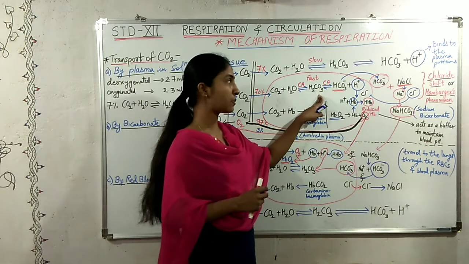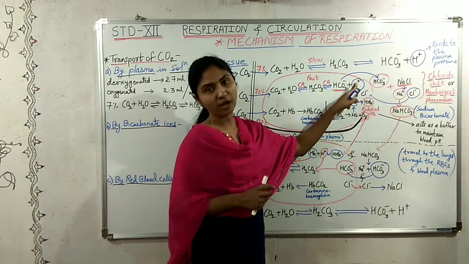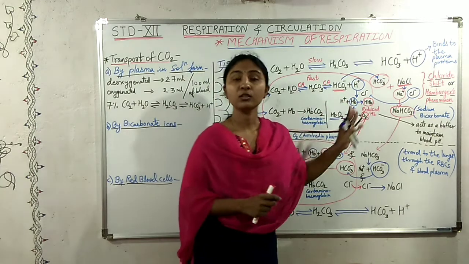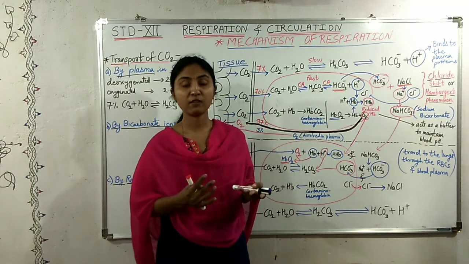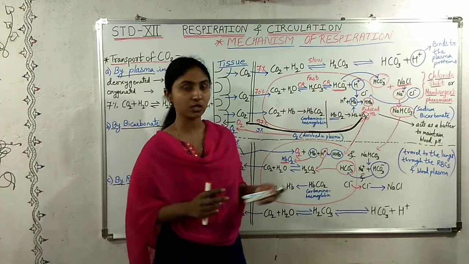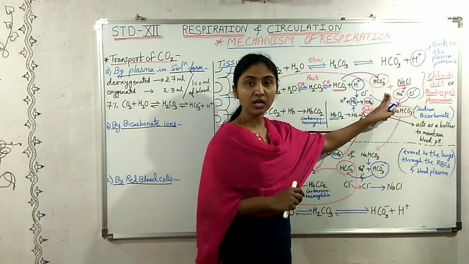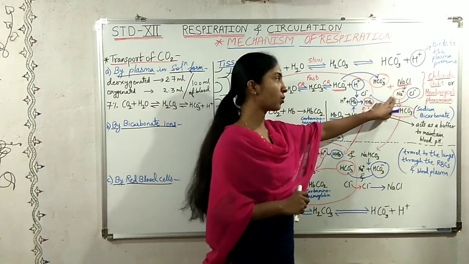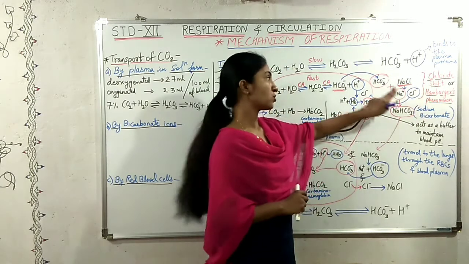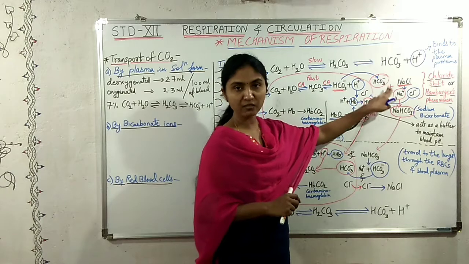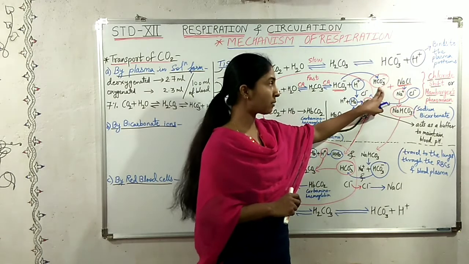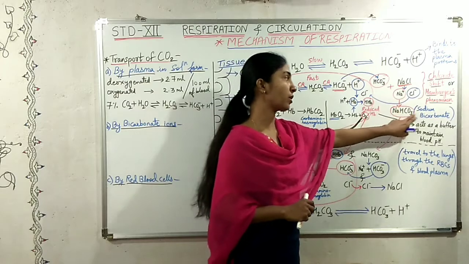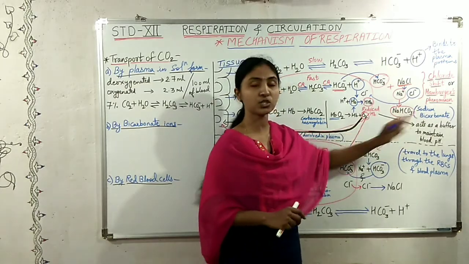So the concentration of hydrogen ions increases and the pH decreases, and to maintain this pH level, or to maintain this concentration in the plasma, what happens? The NaCl splits up into sodium and chloride ions. This bicarbonate ion which is given out combines with the sodium ion to form sodium bicarbonate, that is NaHCO3.